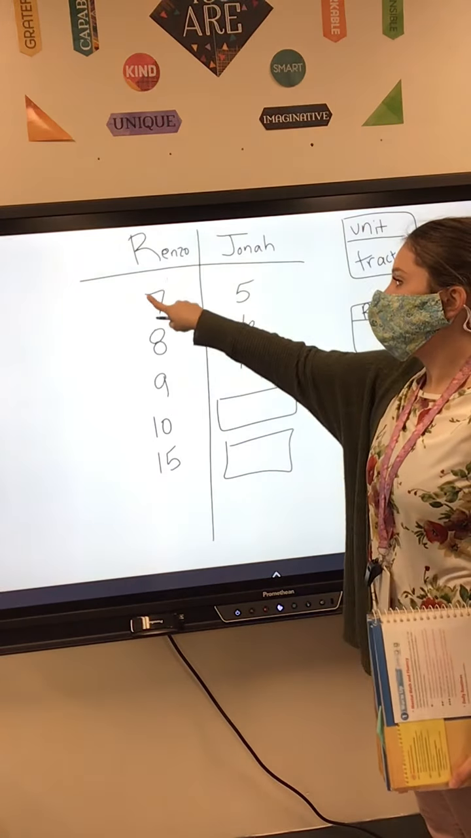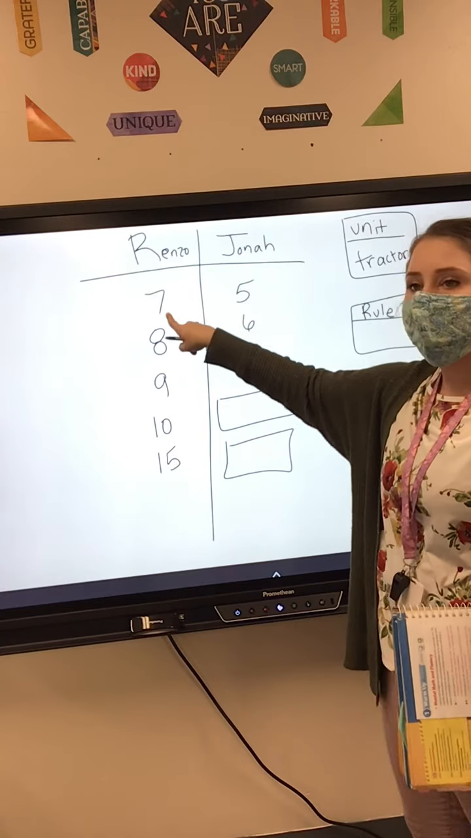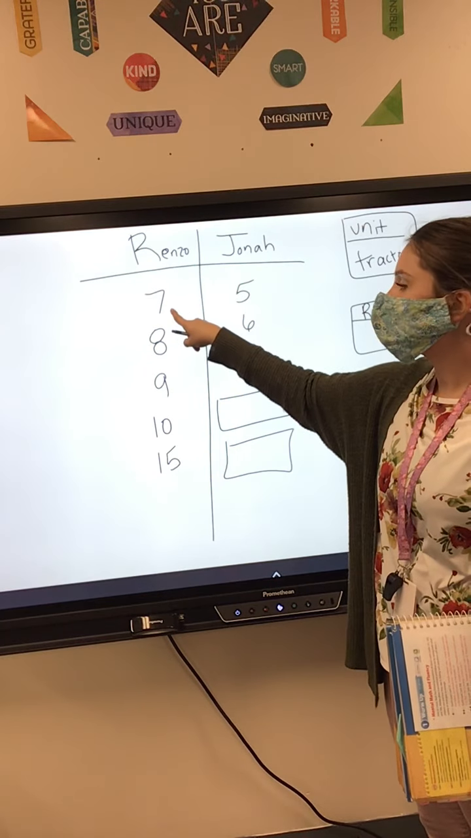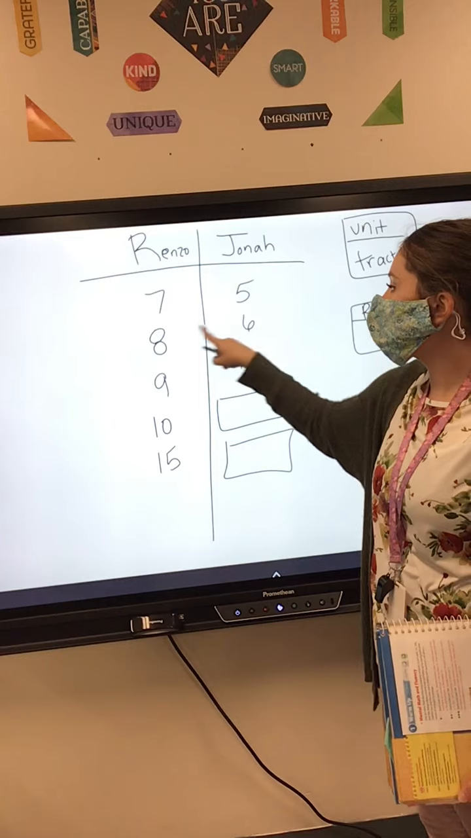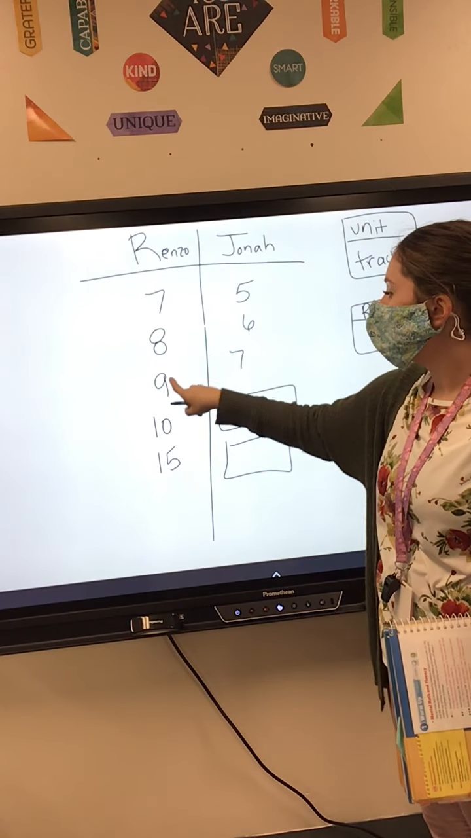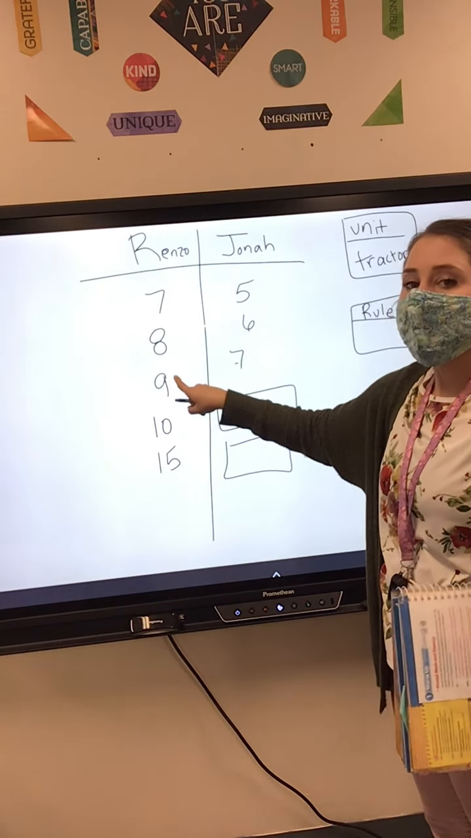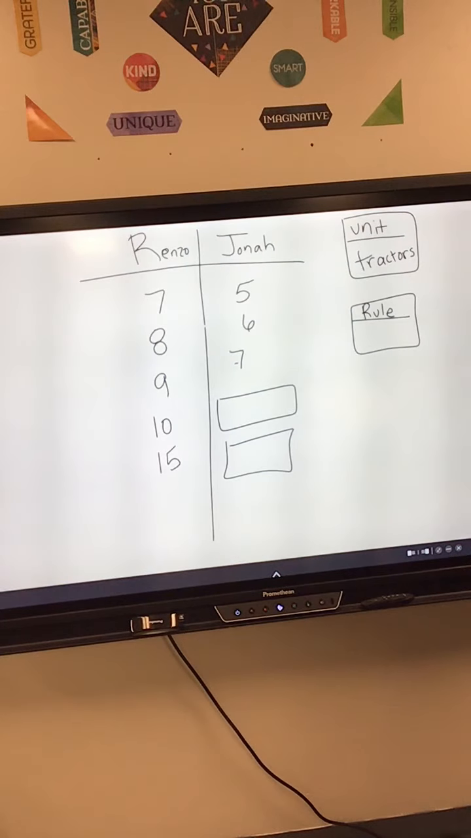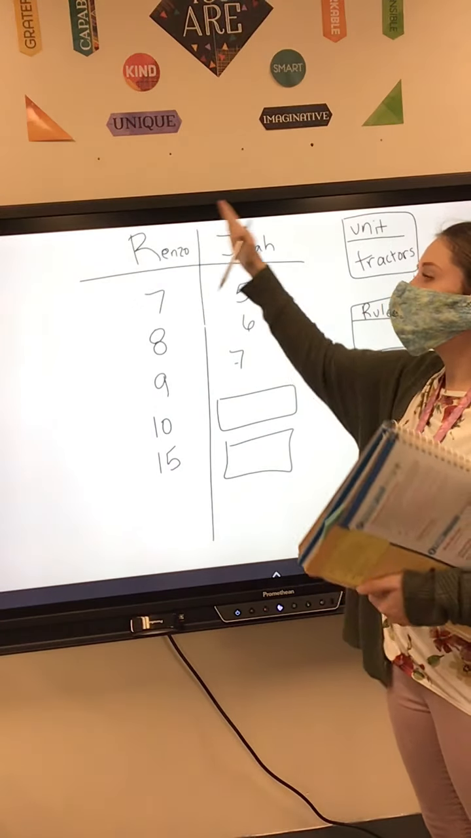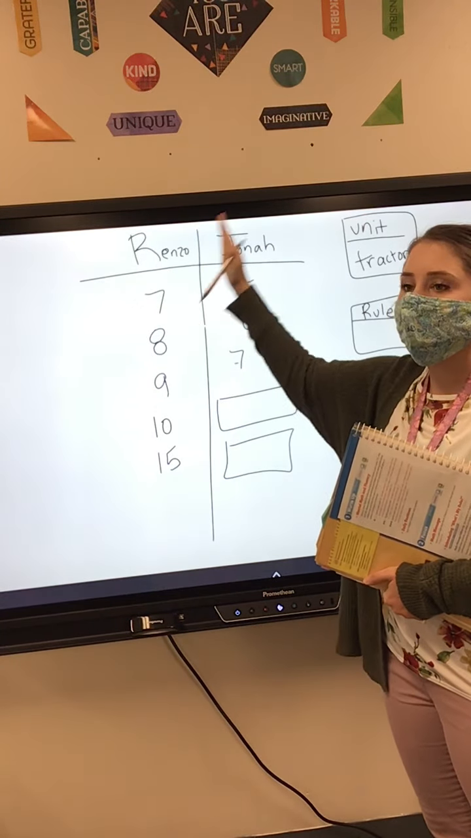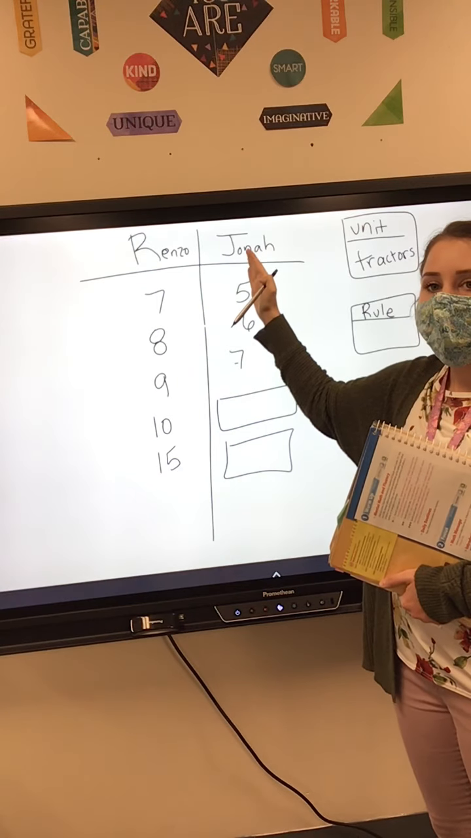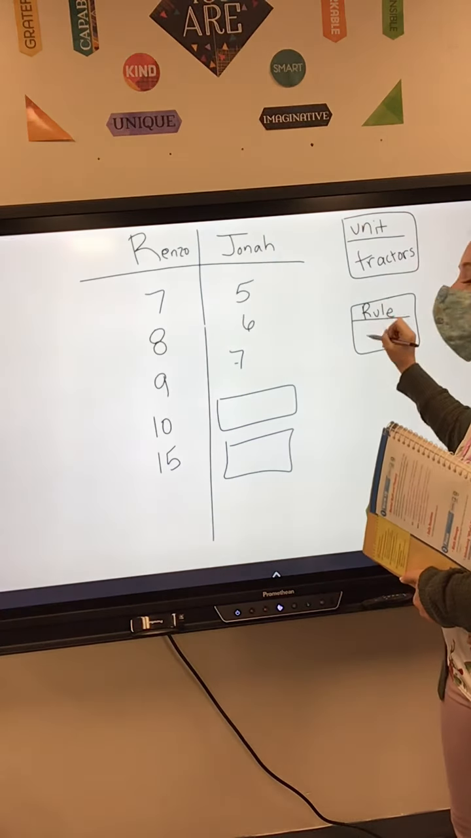Well, let's see. 7 and 5. How many more does Renzo have? 2. What about 8 and 6? How many more does he have? 2. What about 9 and 7? 2. So Renzo will always have 2 more tractors. So to get from Renzo to Jonah, what do we have to do to Renzo's number to get to Jonah's? Minus 2. So what's our rule?